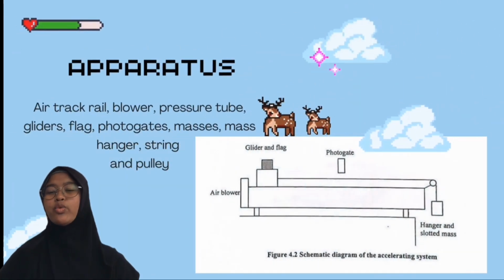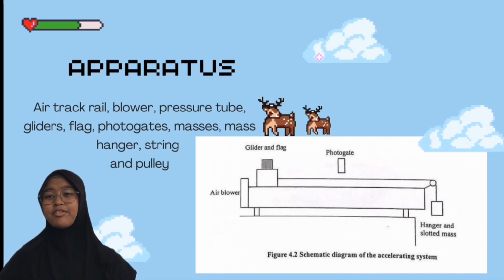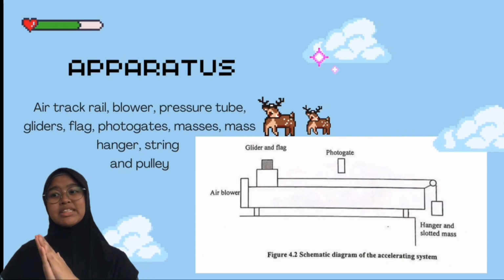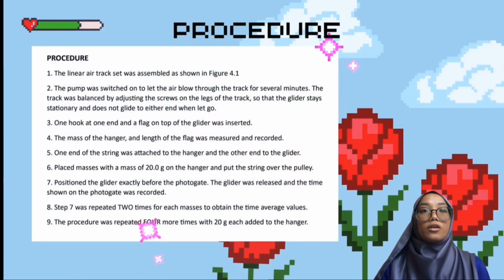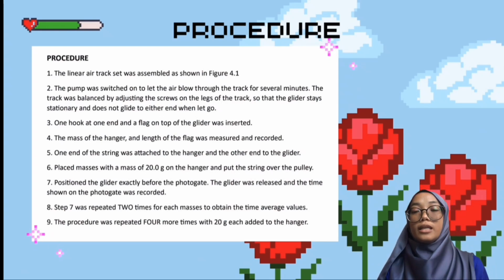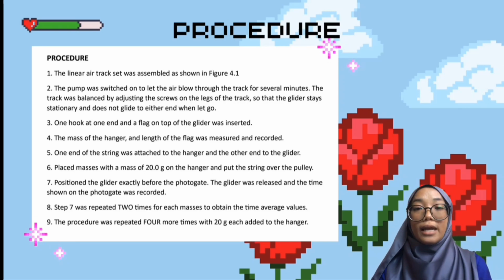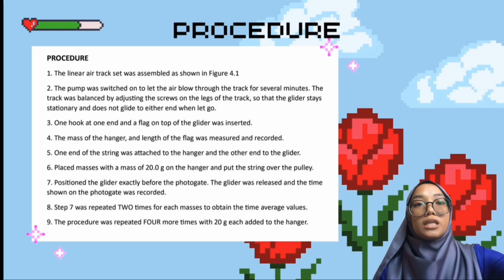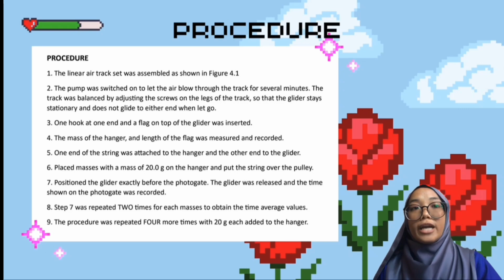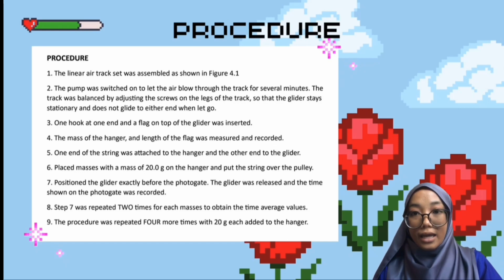For the apparatus, we are going to need an air track rail, blower, pressure tube, glider, flag, photo gates, masses, mass hanger, string and pulley. For the linear motion procedure, the first one, the linear air track set was assembled as shown in figure 4.1. Second, the pump was switched on to let the air blow through the track for several minutes. The track was balanced by adjusting the screws on the legs of the track so that the glider stays stationary and does not glide to either end when let go.